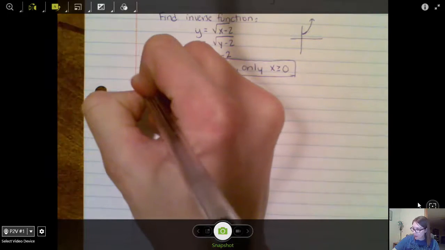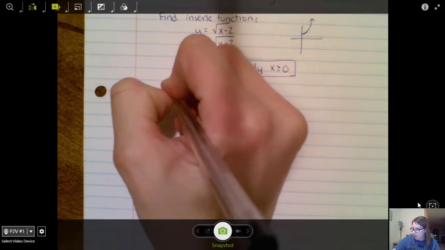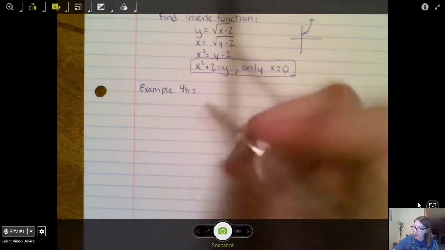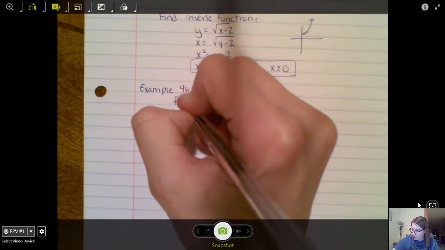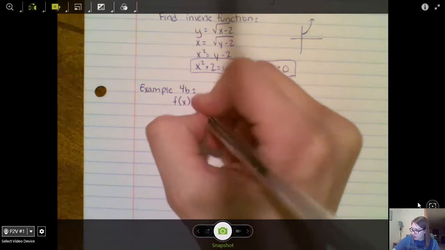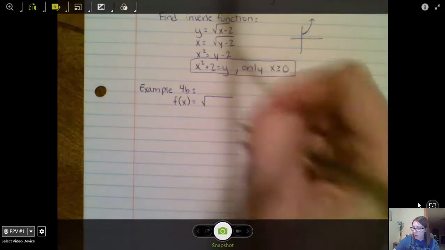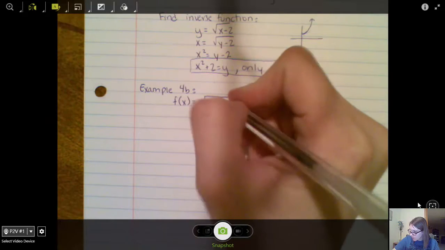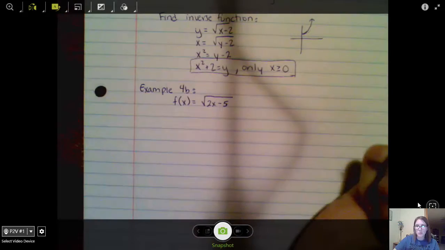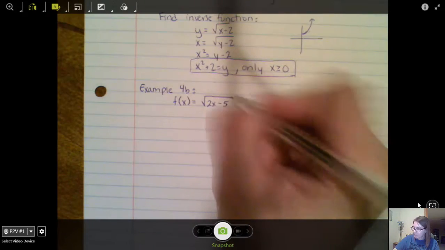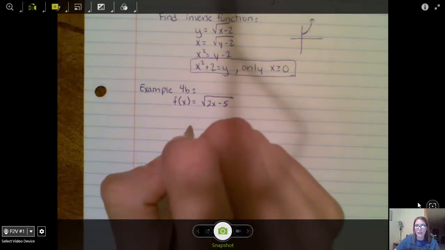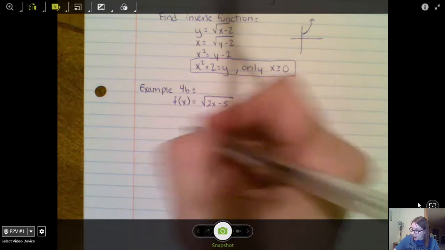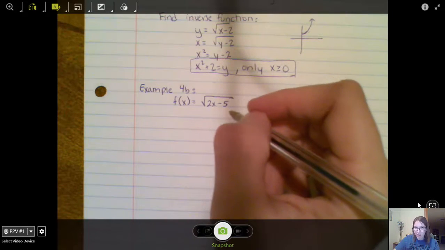Okay, example 4b. Similar situation to before, where I'm going to start off with a function, f of x equals, we'll make this one a little bit more complicated, where I have the square root of 2x minus 5. And really the only reason this is a little more complicated is just figuring out what my domain and my range would be at the very beginning. But really other than that, it's the same process.